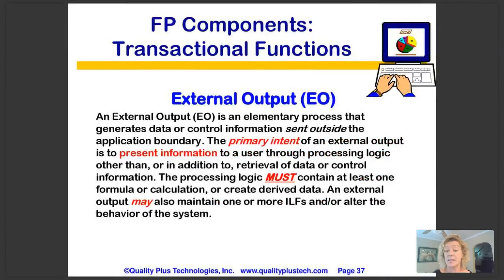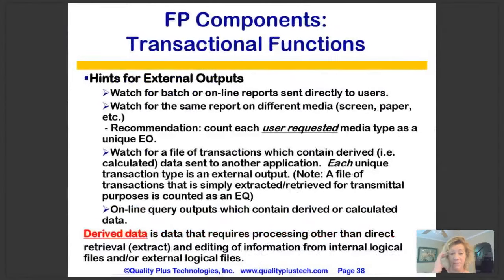External outputs is an elementary process that generates data or control information sent outside the application boundary. The primary intent of an external output is to present information to a user that includes retrieval of data, typically, and it must contain a formula or calculation or create derived data. It can maintain an ILF, and it might alter the behavior. So those are those 4 things that we were talking about. Remember, calculations, derived data, updating an ILF, and altering the behavior. One of those things has to happen in order for something to be counted as an external output.